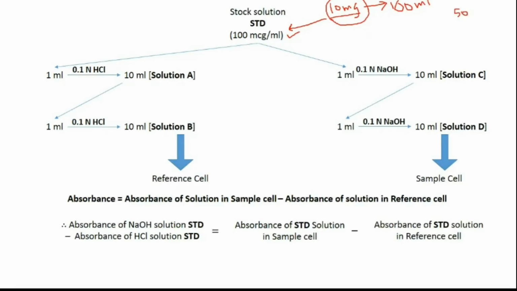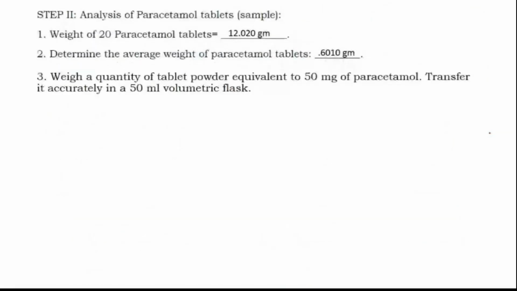What I'm trying to explain is the dilution scheme for the test will be different than that of standard, but ultimately we are going to get the same concentration over here. Like the concentration of solution B and solution D, similar concentration we will get for test. The point you should take from this discussion is we are taking a different dilution scheme for test than that of standard, but ultimately we are aiming for the same concentration. Okay, have you understood this?